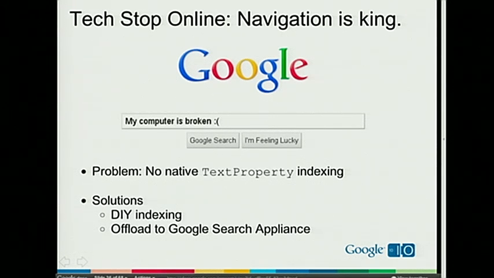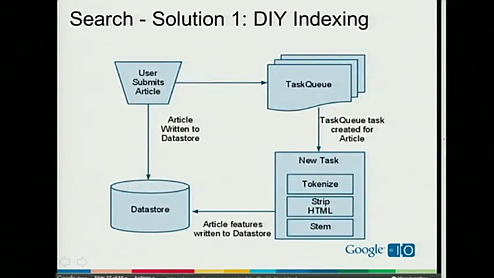This is a problem that we decided that we needed to tackle ourselves. We had a couple of approaches. The first approach was we decided to try and do information retrieval ourselves. We stripped the HTML, we tokenized it, we built indexes, we did all that jazz. We did it all in App Engine and it worked.